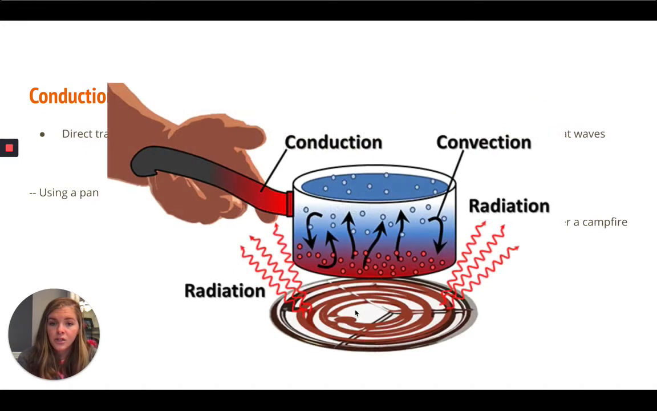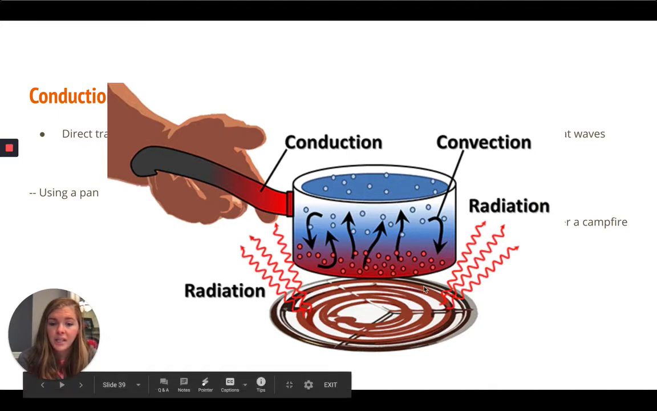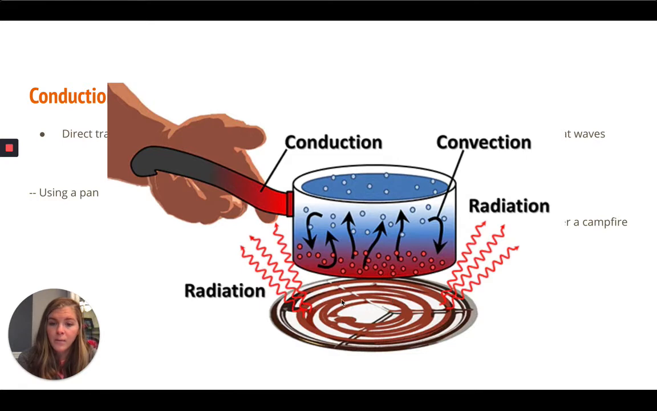This little picture just shows that conduction is directly touching the pan. Convection is going on inside the water in the pan, and radiation is being given off around the pan to the surrounding environment.